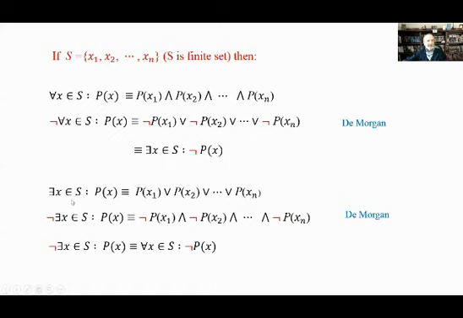If you have now there is x in S, P(x), what does it mean? It means P(x1) or P(x2) or ... or P(xn) is true. Now, if you negate this, you are going to negate every term, and OR becomes AND. Then this is equivalent to, for any x in S, not P(x).